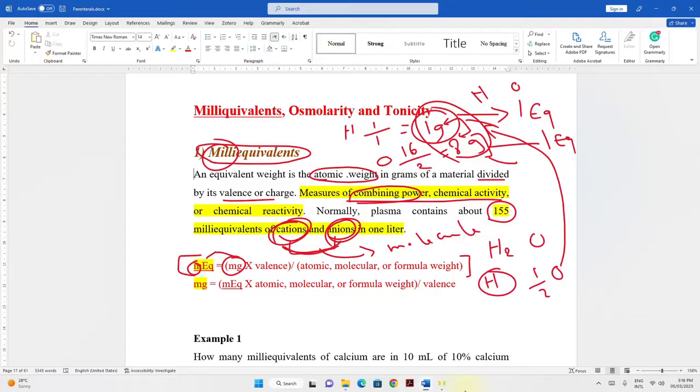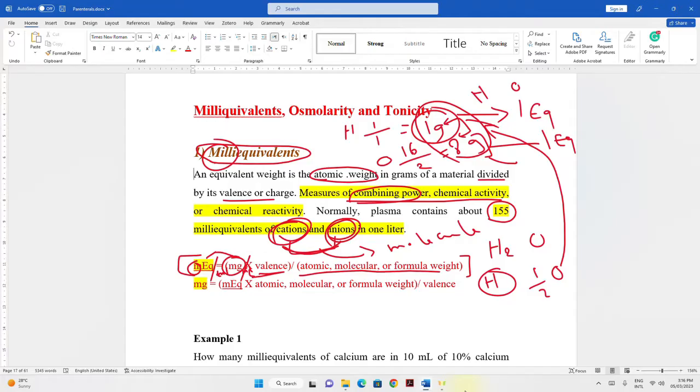If we have milli equivalent per liter, then this will be milligram per liter. If we have milli equivalent per ml, then this will be milligram per ml. So it's the weight of the material that we have multiplied by its valence. You multiply the weight of the molecule or the atom that you have by the valence, and then divide by the atomic or molecular weight or formula weight.